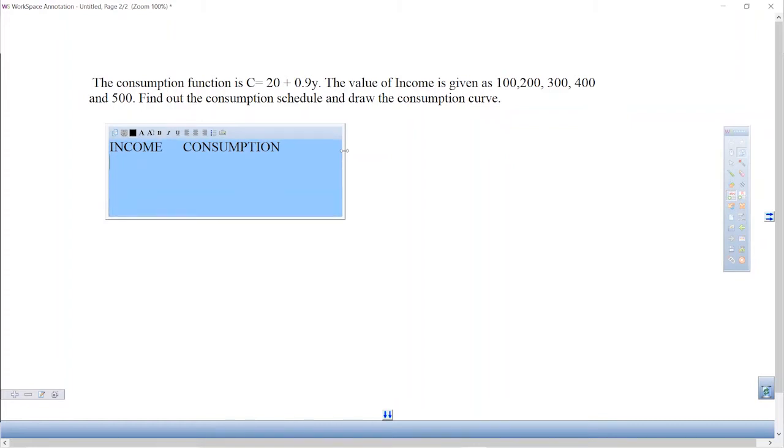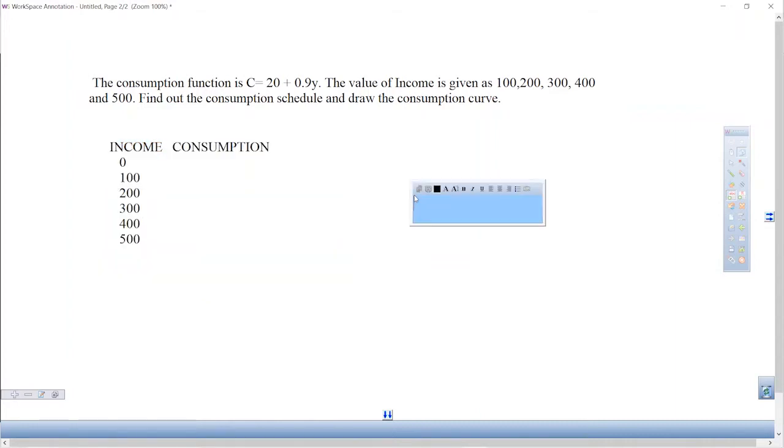So income is initially 0, then 100, then it takes the value 200, then 300, and next 400 and 500. Income changes from 0 to 500. The corresponding levels of consumption we have to find out. So how to do that, we will discuss now.